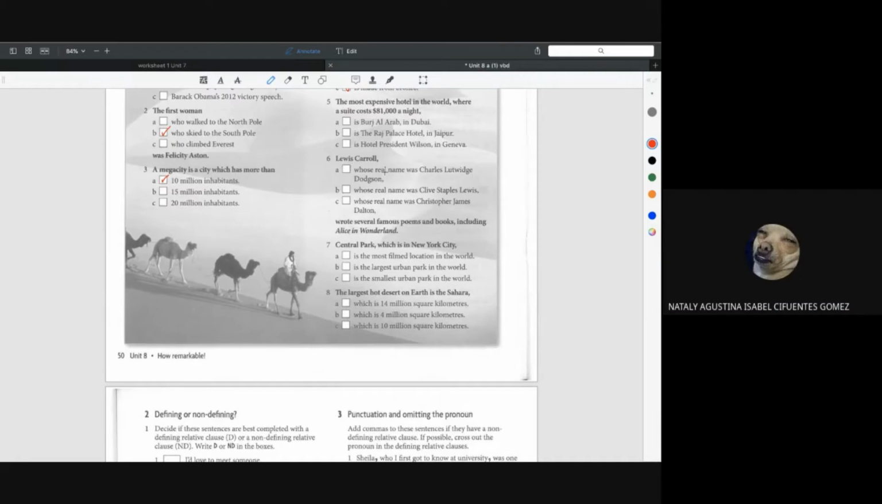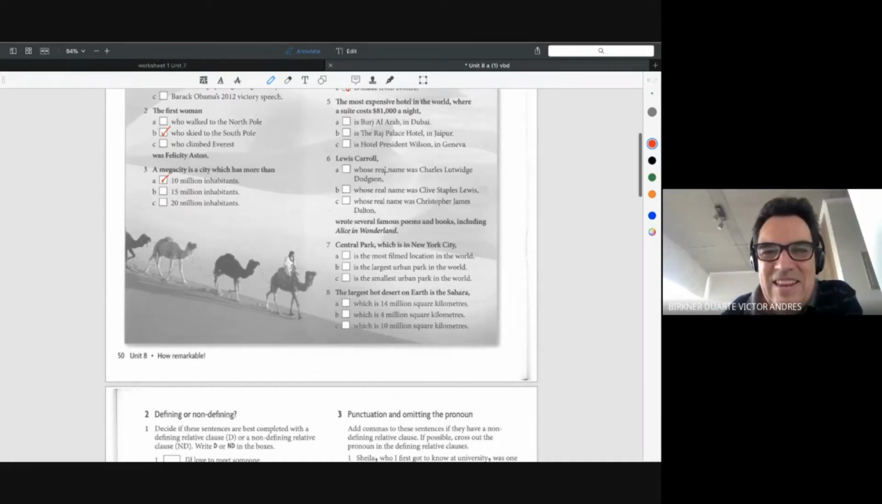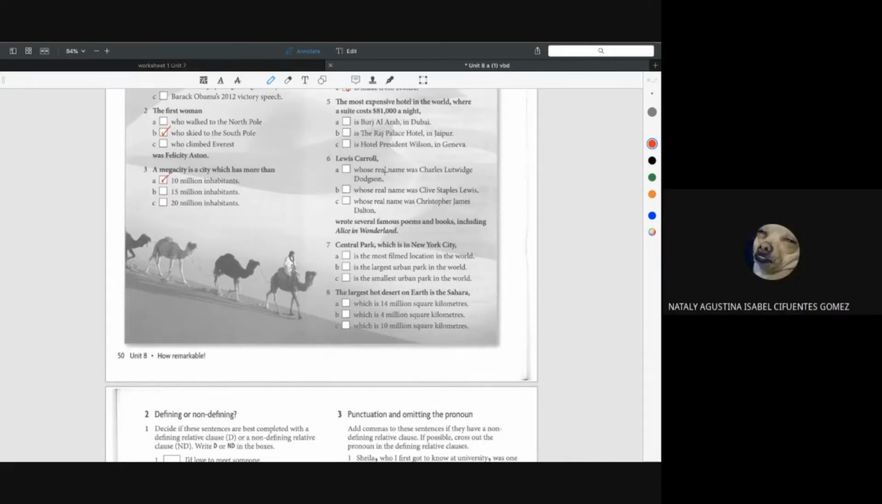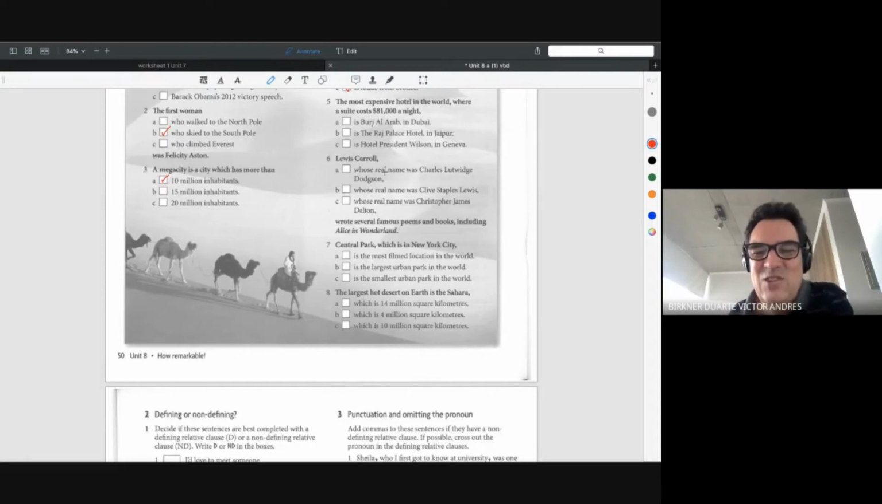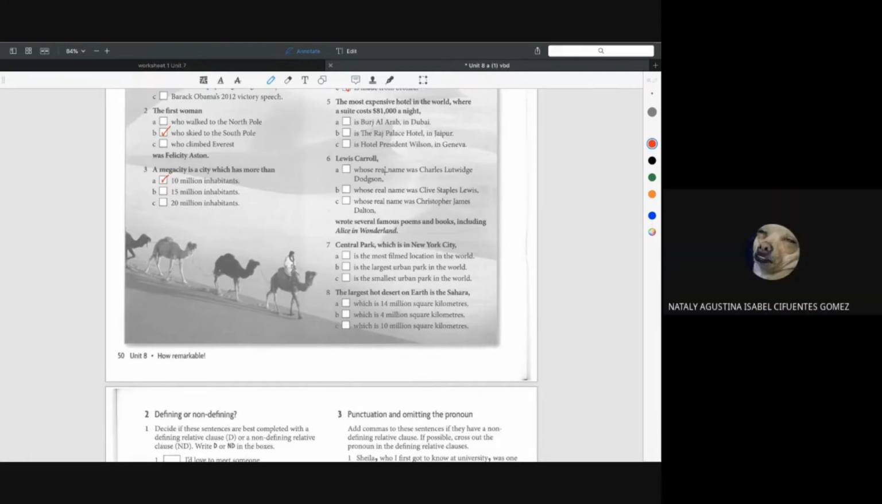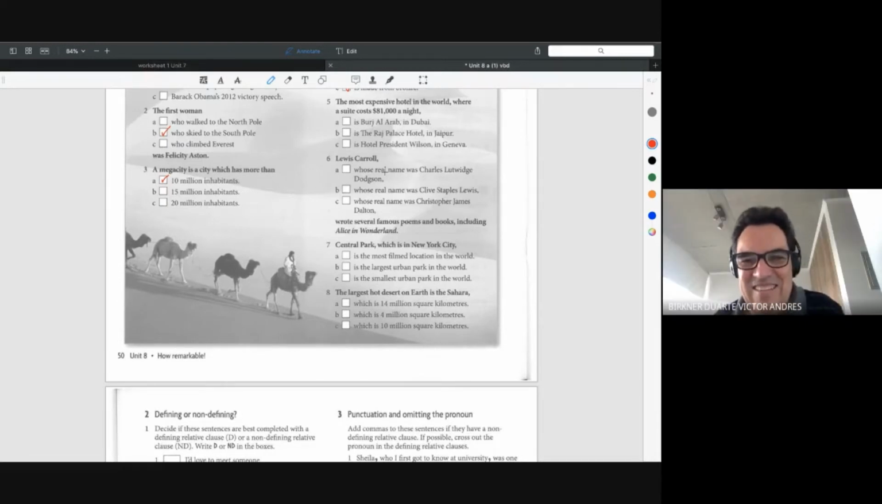Could be Dubai. I think that, yes, probably we think that Dubai has the most expensive hotel in the world. But according to my notes, it's not in Dubai. Oh, it is in Geneva. According to my notes, probably I'm wrong, but the note says that it is in Geneva.